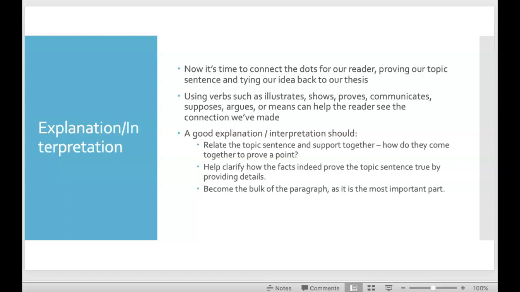I want you to really consider this. Your explanation, your interpretation, your analysis, whatever you want to call it, is the most important part of your paper. If you don't have that piece where you are showing why your examples are supporting your topic sentence, and how your topic sentence is supporting your thesis, then you've not done your job as the writer. Most of the time, if you have used a quote that is, oh, I don't know, 2 lines long, then we want our analysis to be 4 lines long. We want to really dig in deeper.